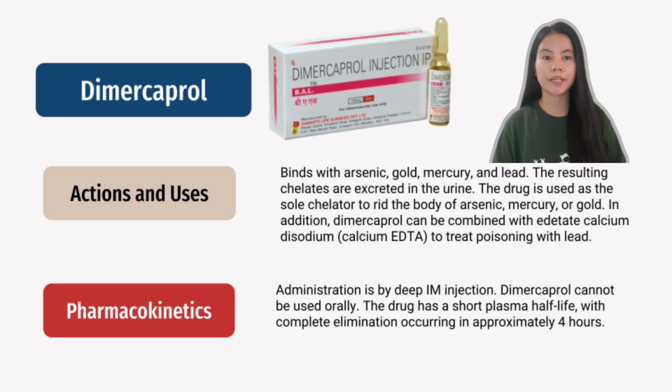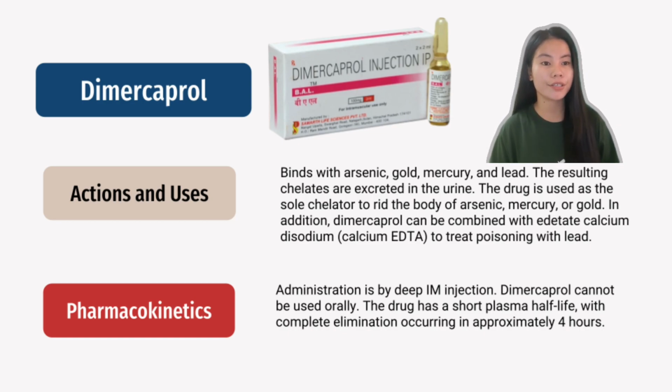Next is Dimercaprol. Actions and uses. It binds with arsenic, gold, mercury, and lead. The resulting chelates are excreted in the urine. The drug is used as the sole chelator to rid the body of arsenic, mercury, or gold. In addition, Dimercaprol can be combined with edetate calcium disodium, or calcium EDTA, to treat poisoning with lead.